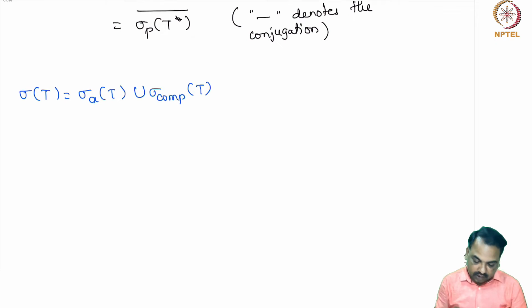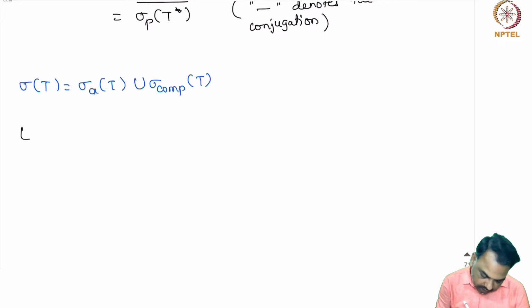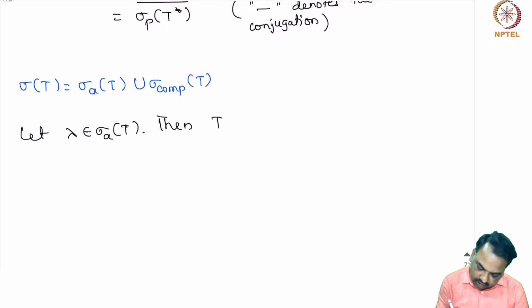Okay, so let us look at the approximate point spectrum in detail. So let us take lambda in the approximate point spectrum of T. Then we know that T minus lambda I is not bounded below.